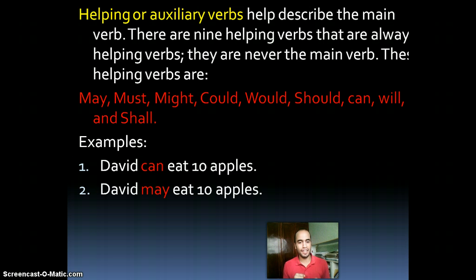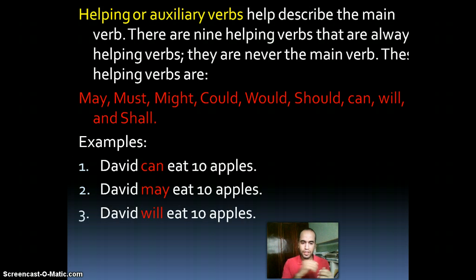David may eat 10 apples. So the same sentence but with a different auxiliary verb. So this sentence is not like the first one. May means that David may or may not. We are not sure whether David may eat 10 apples. There is not a high possibility that David eats 10 apples in comparison with the first sentence.